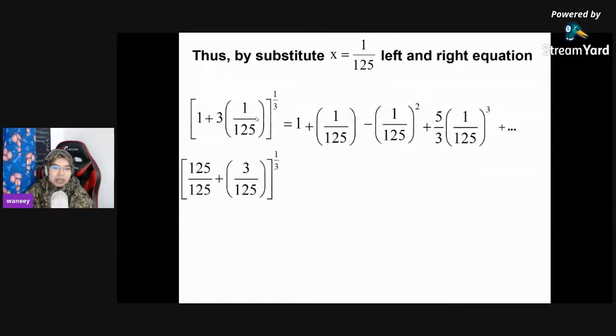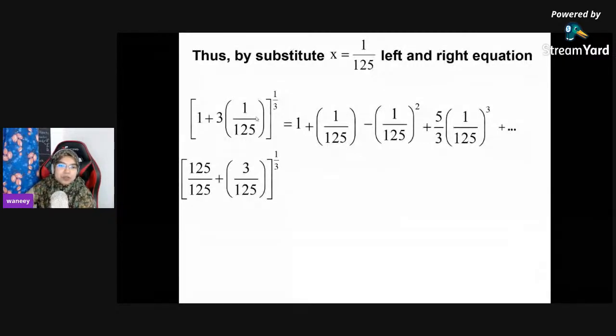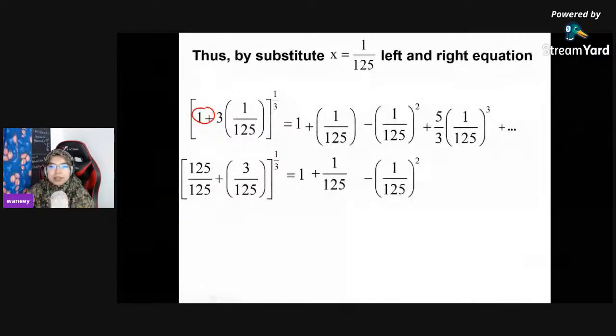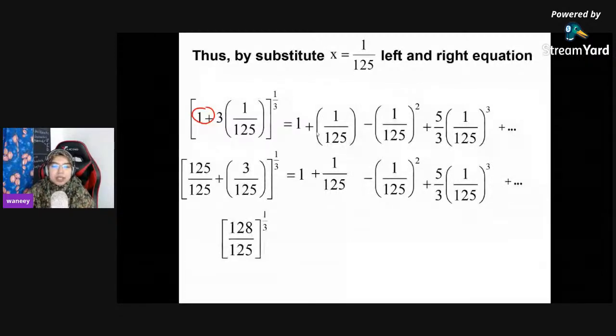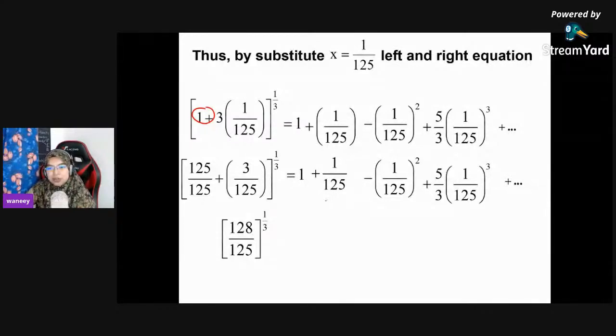Okay, so now on the left hand side, let us simplify them. So 125 over 125. So change the 1 into a fraction. So that is 125 over 125 plus 3 over 125. So we should simplify them later on. And then this one, simplify them. Okay, so this is 128 over 125 to the power of 1 over 3. So on the right hand side, we will use our calculator and find out the answer.